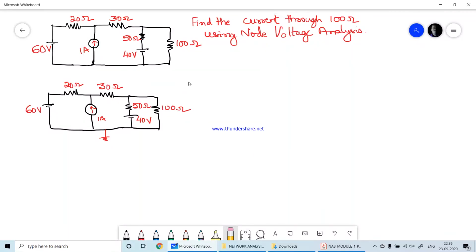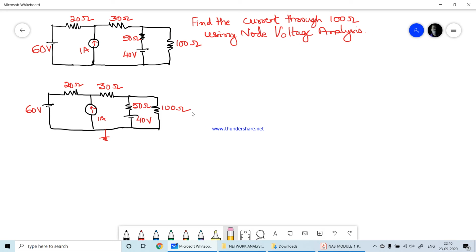For this problem, as you can see in the circuit diagram on the screen, we need to find the current through the 100 ohm resistance using node voltage analysis. The first job is, we do have a circuit here which has a voltage source connected to a resistance and another voltage source connected to another resistance.